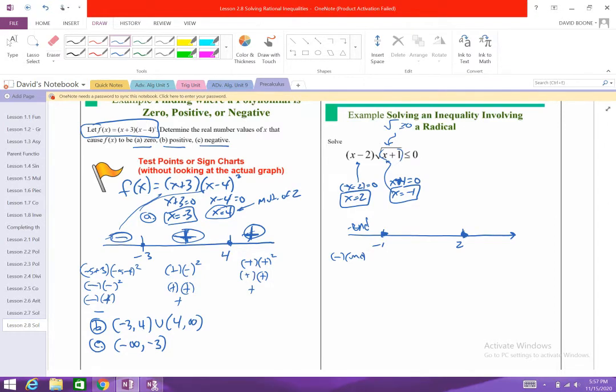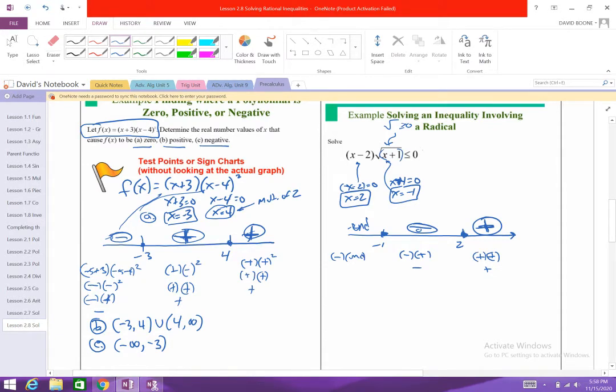All right. So let's pick a number between negative 1 and 2. Let's pick 0. If I put 0 in there, 0 minus 2 would be negative 2, so it's a negative number. Put a 0 in here, 0 plus 1 would be 1. Square root of 1 is 1, that's a positive number. Negative times a positive is a negative, so everything in this area is negative. Everything in this area from 2 and above, let's just pick 3. 3 minus 2 is 1, that's a positive number. 3 plus 1 is 4. Square root of 4 is 2, that's a positive number. Positive times a positive is a positive, so I know everything in this area is positive.